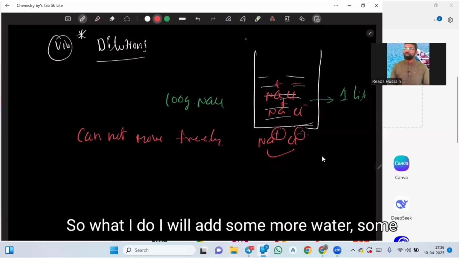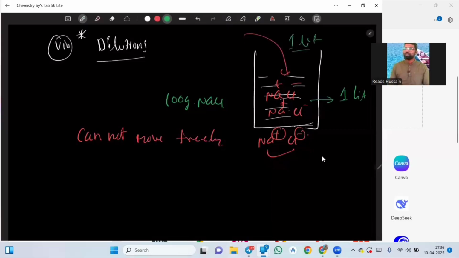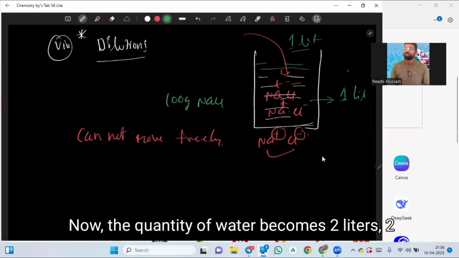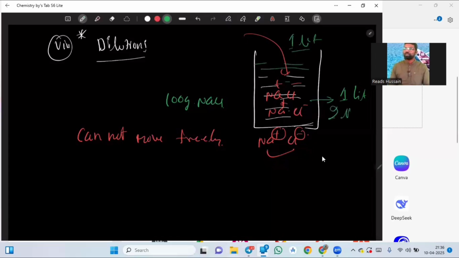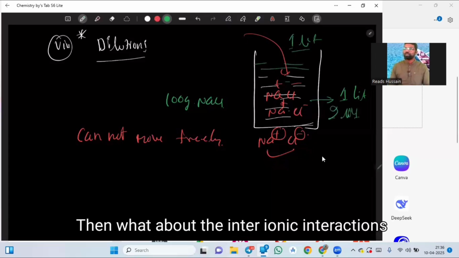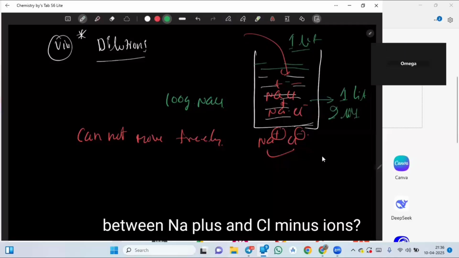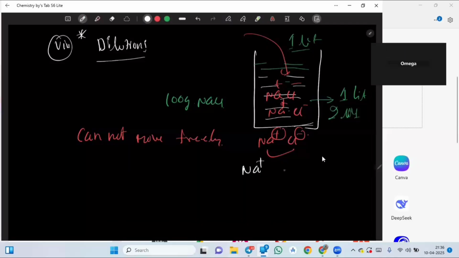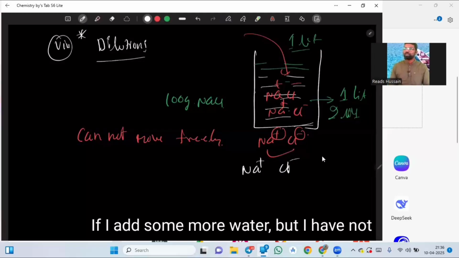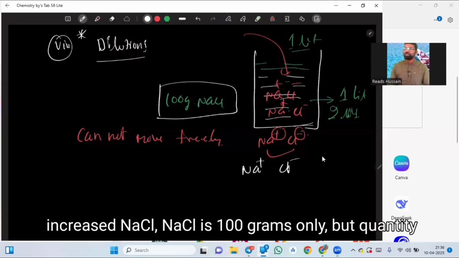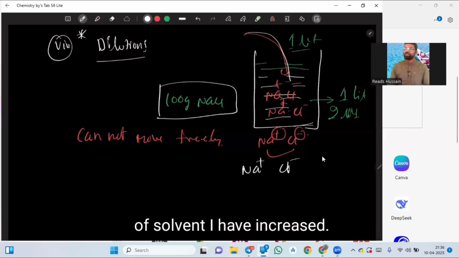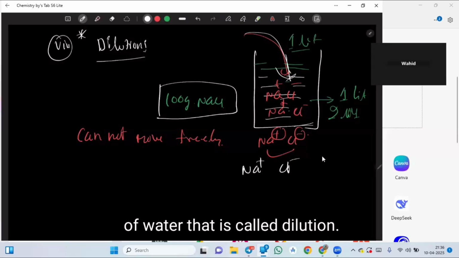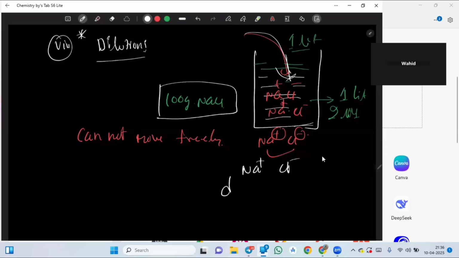Now, what I do, I'll add some more water. Some 1 more liter I have added. Now, the quantity of water becomes 2 liters. Then what about the interionic interactions between Na plus and Cl minus ions? You please tell me. If I add some more water, but I have not increased the NaCl. NaCl is 100 grams only, but the quantity of solvent I have increased. The ions move freely. That is called dilution.